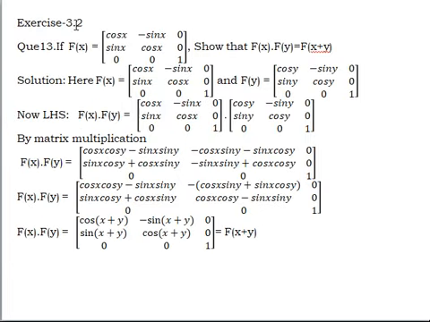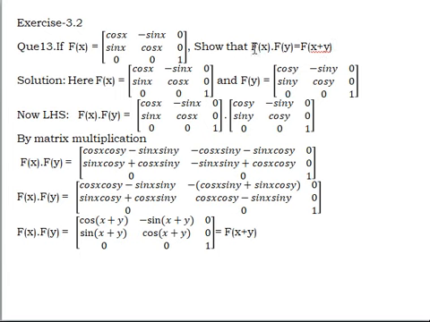So now the next question of exercise 3.2 is a very important question, that is example 13. In this question, a matrix is defined in the form of a function. So here f of x is defined as [cos x, minus sin x, 0; sin x, cos x, 0; 0, 0, 1]. Then we have to show f of x into f of y equals f of x plus y.